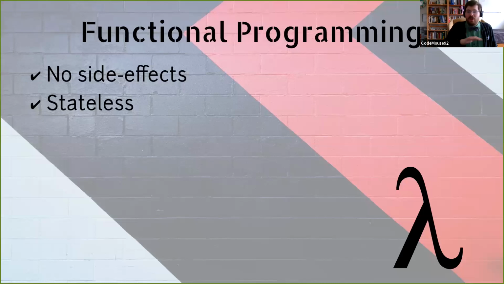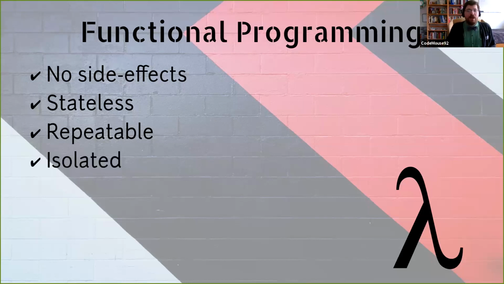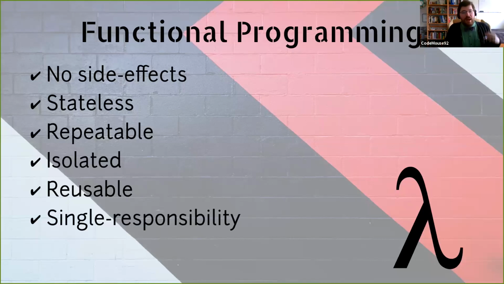Pure functions don't have any state. The only data they ever work with is the data that's explicitly passed to them. As a result, they're repeatable. So f of x is going to give us y every single time without any surprises. And they're isolated. So calling f is not going to affect the execution of function g. As with objects, they're reusable, and a good pure function should have one single responsibility. If it needs to go beyond that, it calls another function.